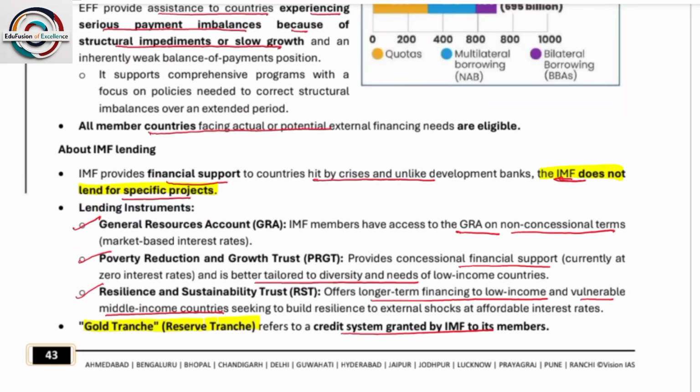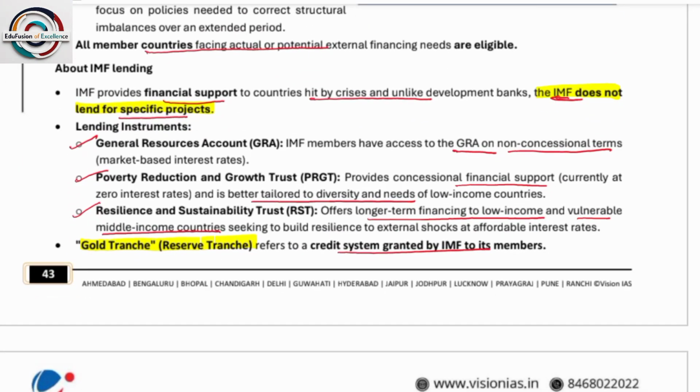About IMF lending: the IMF provides financial support to countries hit by crisis, such as payment loss. The IMF does not lend for specific projects.